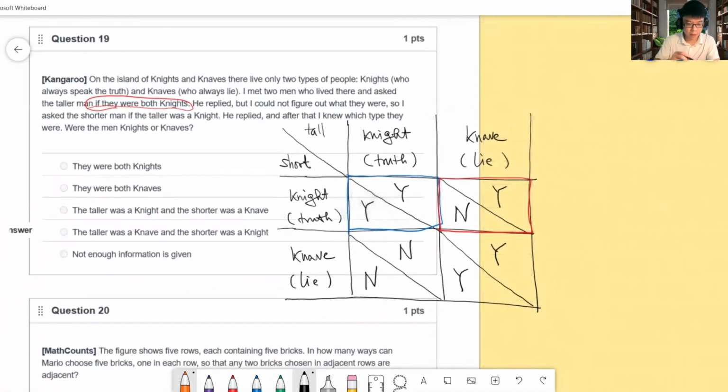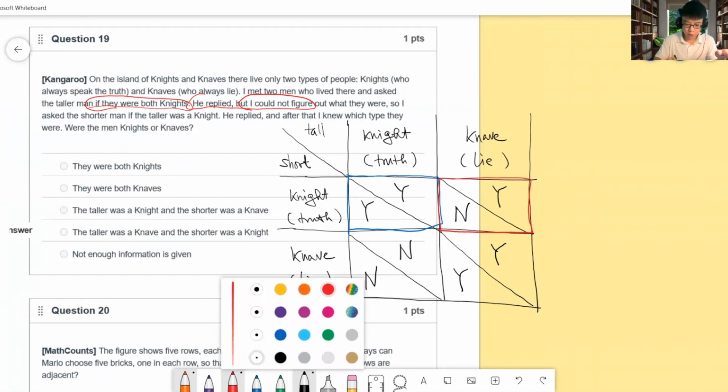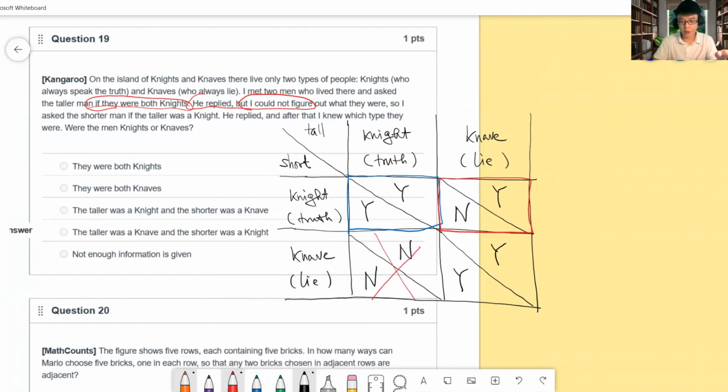Now let's check the facts in this problem. After the first question, the traveler could not figure out who they are. That means it cannot be the third case, because in the third case, if you know the first answer is no, you will immediately determine the taller one is a knight and the shorter one is a knave, right? So the cases must be 1, 2, or 4. It cannot be the third case.